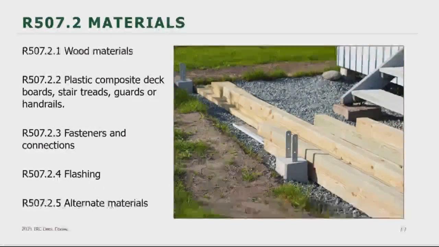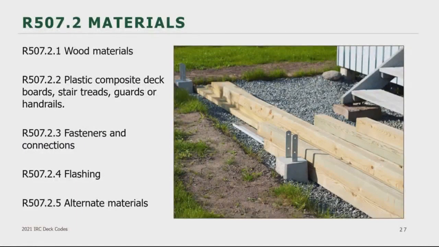Section R507.2 is the materials section of the code. All information on materials used in R507 can be found here. There's information on wood, plastic composites, fasteners, flashing, and alternative materials. One change to this section in the 2021 IRC was to plastic composite decking.